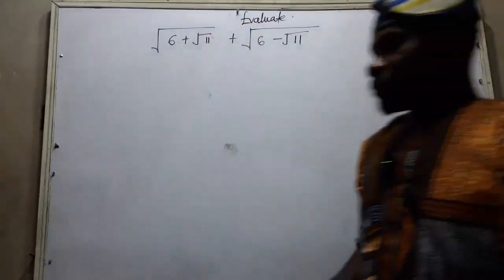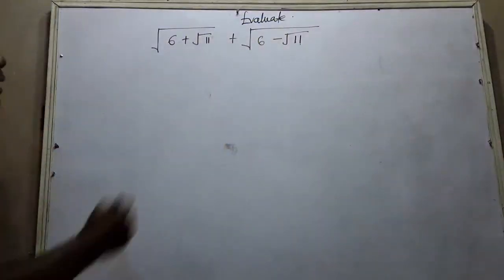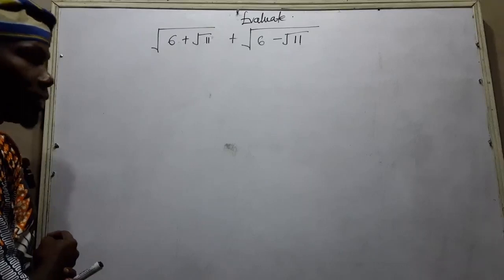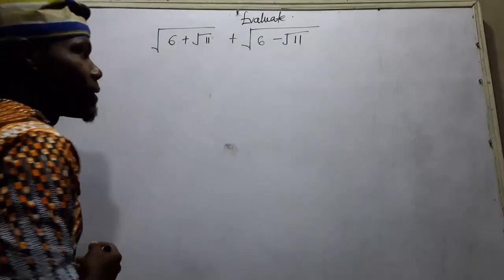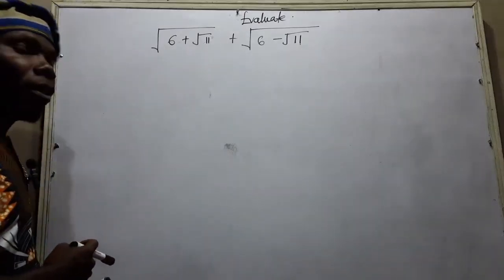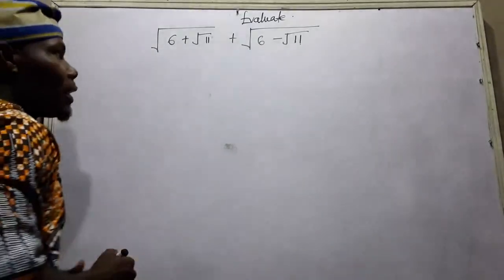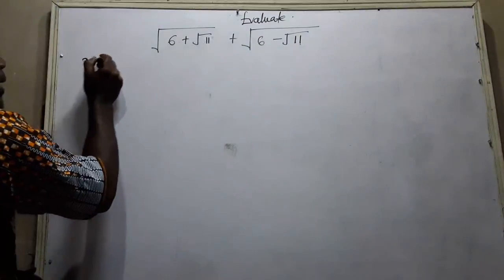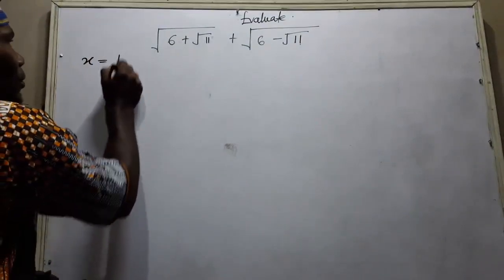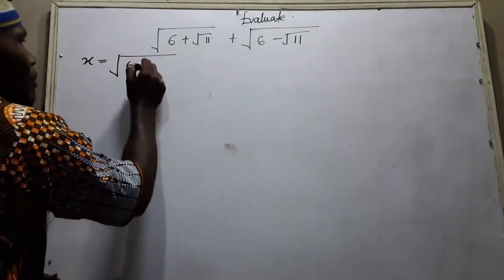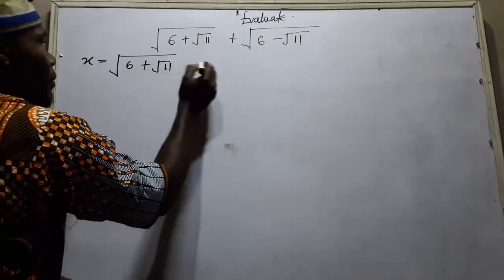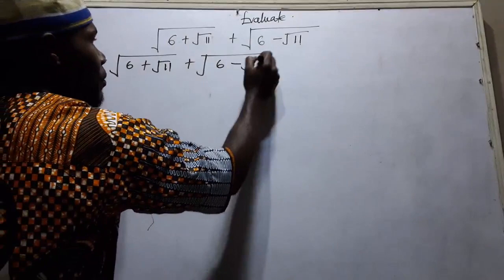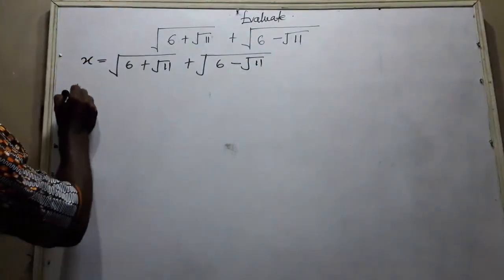Now, in solving this, for evaluating a question like this, the first thing you are going to do, because I said it's from the law of equalities of surd, is to represent this by x. Let's say x is equal to root 6 plus root 11 plus root 6 minus root 11. So let's square both sides.